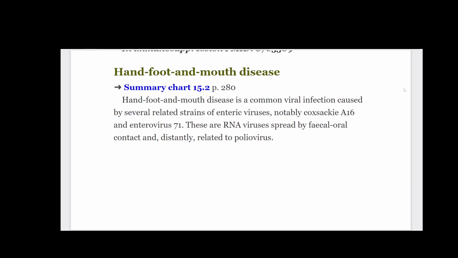infection caused by several related strains of enteric viruses, notably Coxsackie A16. These are RNA viruses spread by fecal-oral contact and distantly related to poliovirus. Fig. 15.12: Hand, foot and mouth disease. The rash consists of vesicles or bullae on the extremities. Often they are relatively inconspicuous erythematous patches, as here.